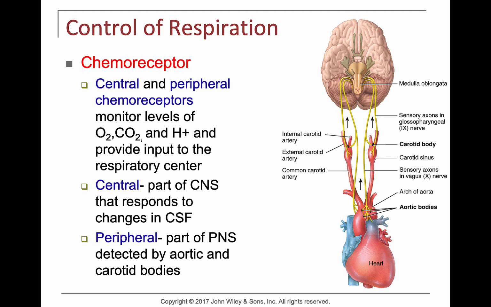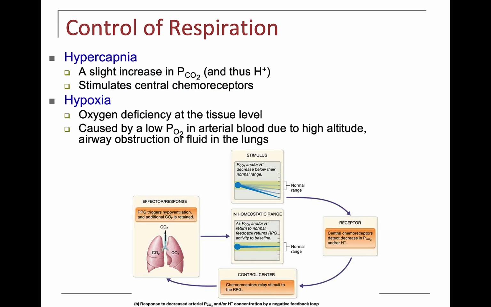Central chemoreceptors respond to those changes in chemicals in the cerebrospinal fluid. And peripheral chemoreceptors are in your aortic and carotid bodies largely, so in the blood. And they will detect these and they can alter rate of breathing because of that. So we see this is a negative feedback system. Hypercapnia and hypoxia, high CO2 and low oxygen.